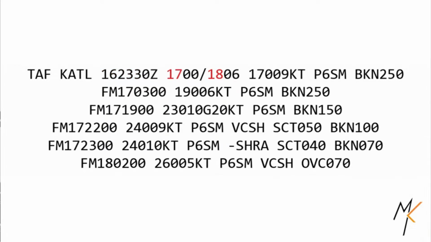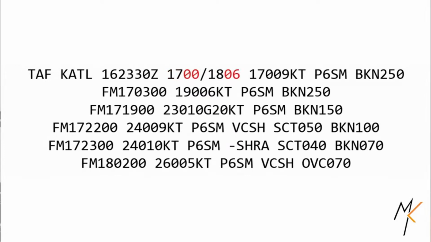The first 2 digits you see here highlighted in red identify the day of the month. So this report will last from the 17th day of the month to the 18th day of the month. The other digits are what time the report starts and ends. In this case, this report will start on the 17th day of the month at midnight to the 18th day of the month at 0600 Zulu time.